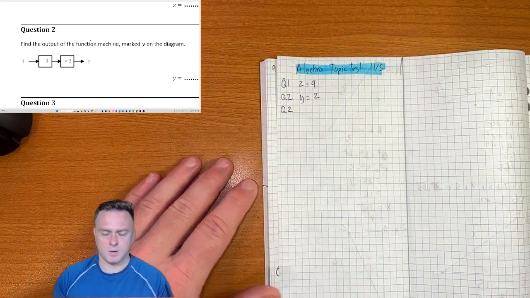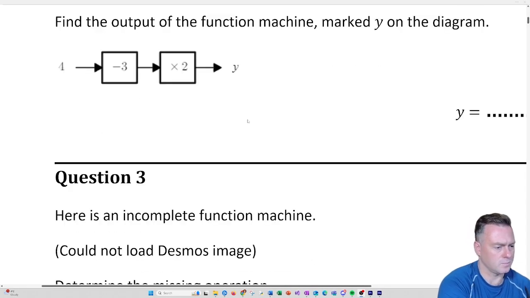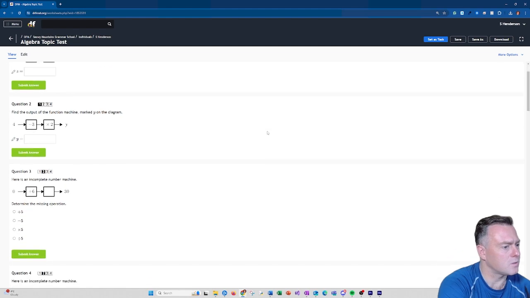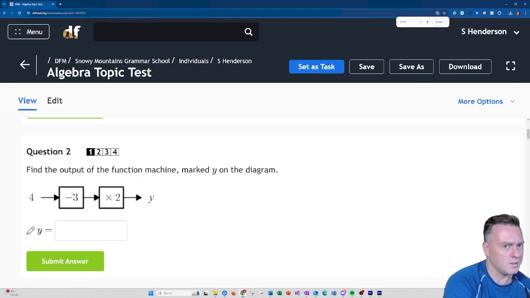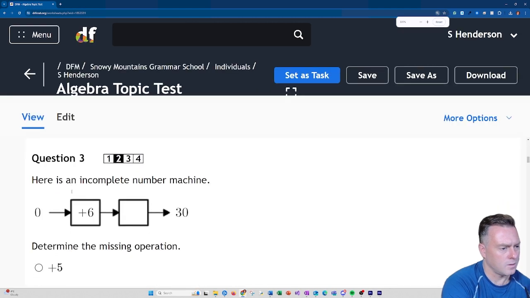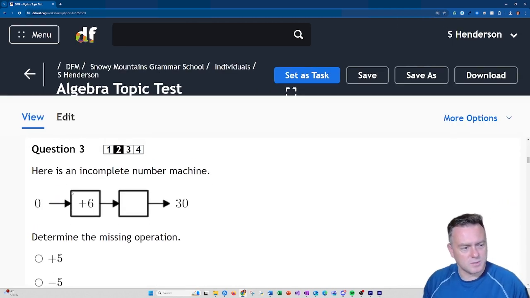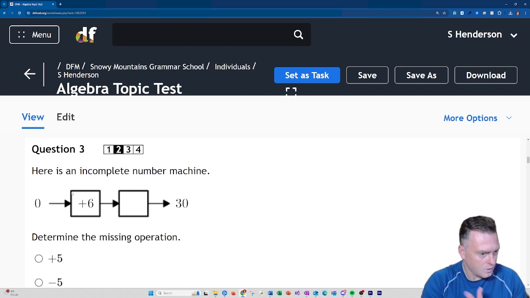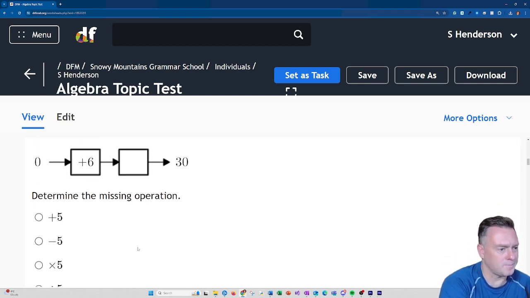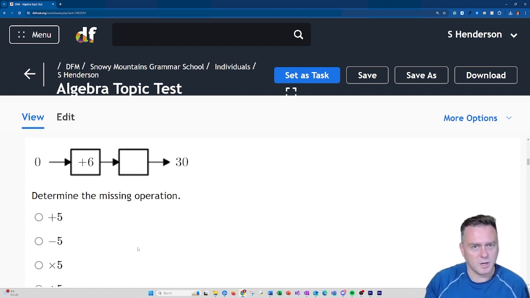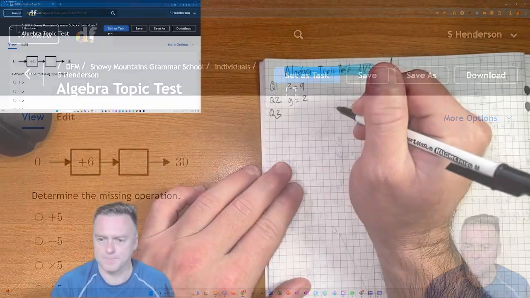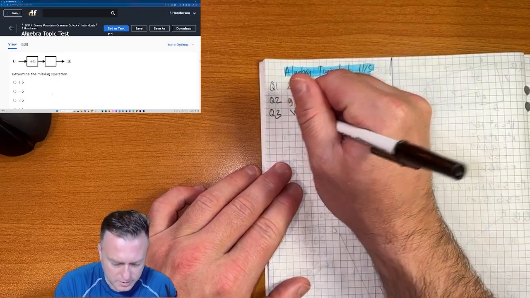Question 3. That didn't work, so I'm just going to give the Desmos. Let's zoom in there so you guys can see that. So incomplete number, so 0 plus 6 would be 6. And then you have a couple of options there with 5. So it's going to be timesing by 5 because 6 5s. So question 3 is going to be times by 5.